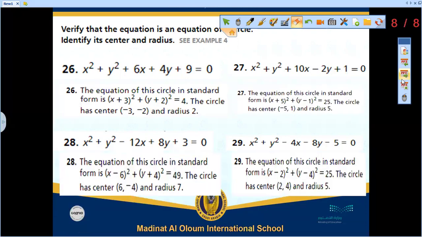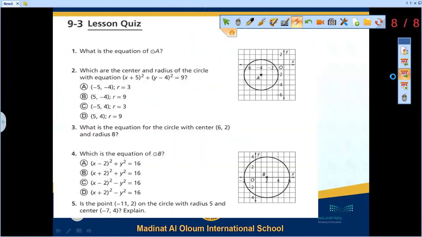This one, like we did, guys, we're gonna make completing the square: we make x squared and x beside each other and y squared and y beside each other for all of these. And you end up with what? Center and radius. If it's in a graph, guys, you can get center and radius easily.